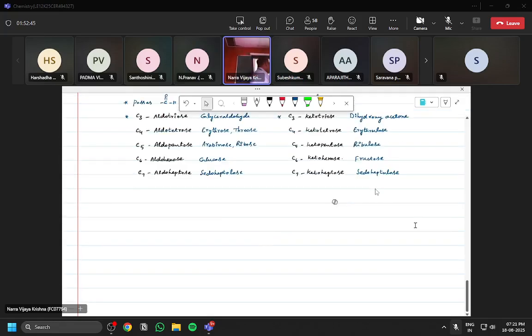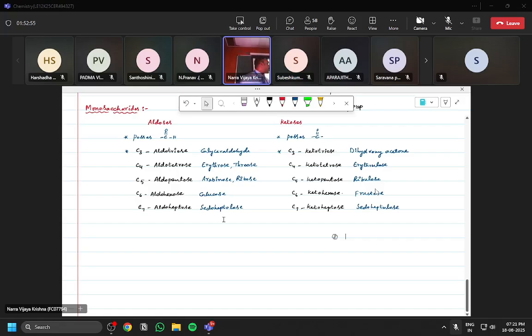Any questions in it? No need to have the diagram, right? No need to discuss, right? Can I call erythrose and threose as C2 epimers? What are epimers? Having the same configuration at all carbons except one carbon. They are called epimers, right? C3 epimers, C2 epimers, C4 epimers.